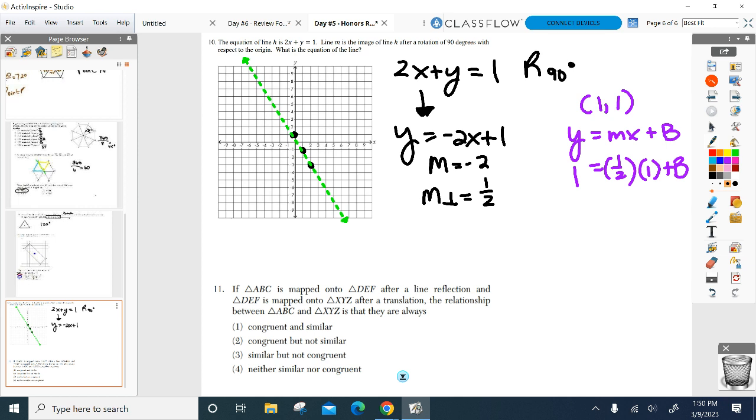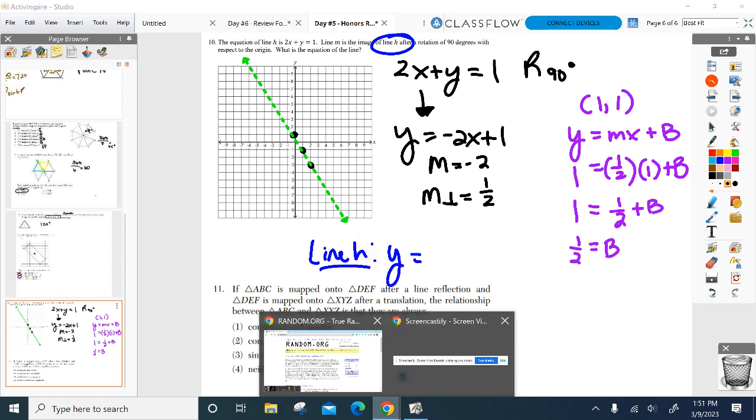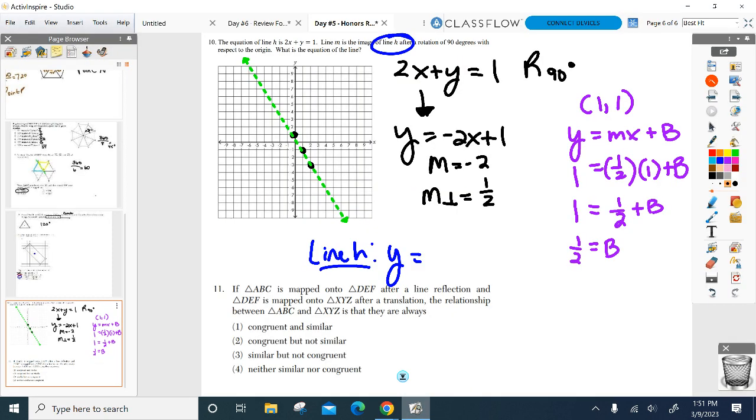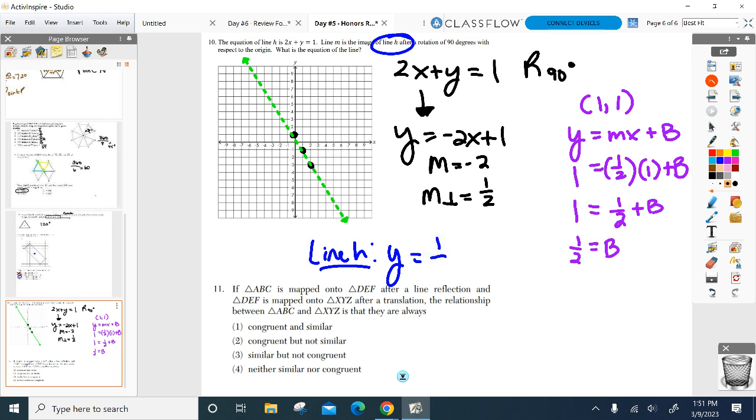All right, so go ahead, find the y-intercept. y equals 1/2 plus b. Move the 1/2 over. My y-intercept will be 1/2. All right, so what's the equation of my rotated line, which we're calling line H? I'll start it off. y equals, line H. Okay, put them together here. y equals 1/2 x plus 1/2. Thanks, Kyle.